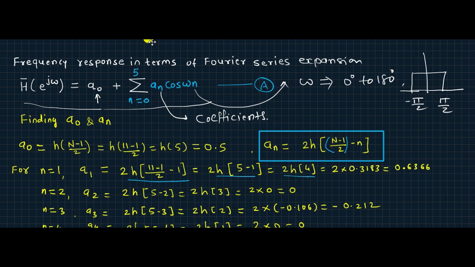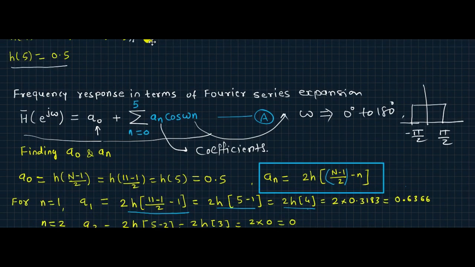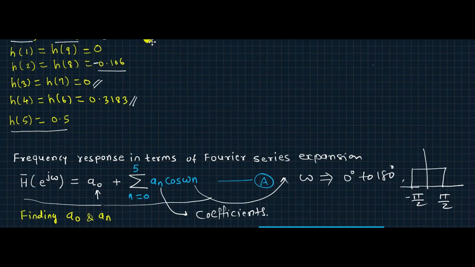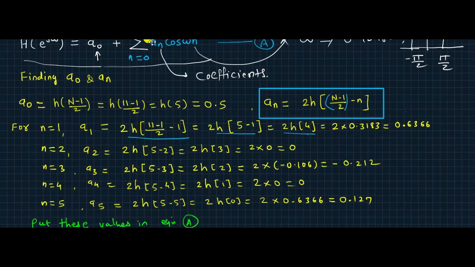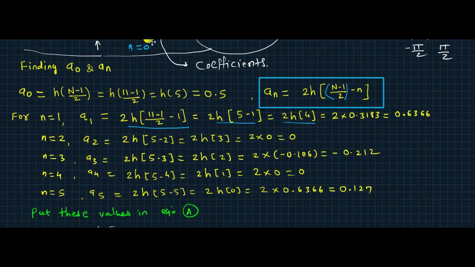What is the value of h of 4? We have it in the previous equation. The value of h of 4 is here. Substitute the value of h of 4 in this equation. The final value of a1 will be this one.